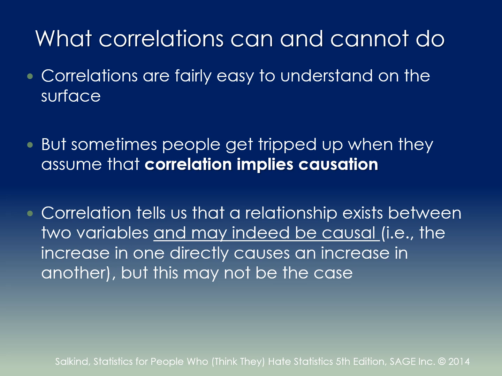For the most part, correlations are fairly easy to understand on the surface, but sometimes people get tripped up when they assume that correlation implies causation. Correlation may show something that is causal, but causal explanations are really hard to show, believe it or not. And so when we talk about a correlation, we can't necessarily assume that one variable causes the change in the other. It might be the case.